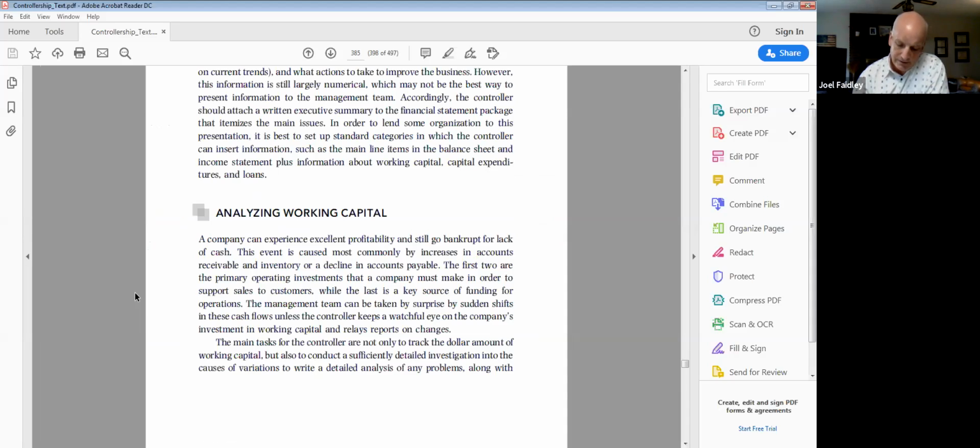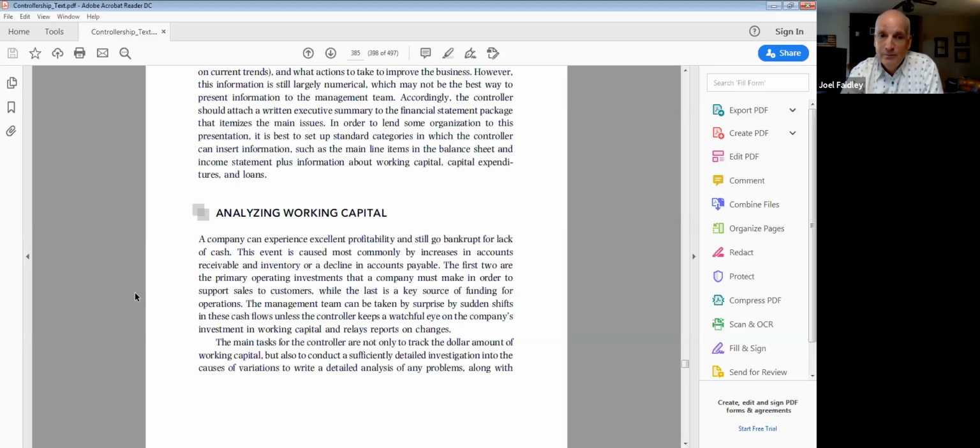They make a good point there. It says you can experience excellent profitability and still go bankrupt for lack of cash. Yeah, if you're spending all your cash on maybe interest expense or you're over investing in assets, it can be pretty tight. Or as they point out here, you got increase in accounts receivable, which has been booked as sales, right? Revenue. So you got higher income, but until you get to cash, it doesn't matter. And if you're making sales to less than desirable clients that don't pay their bills, that's a problem.